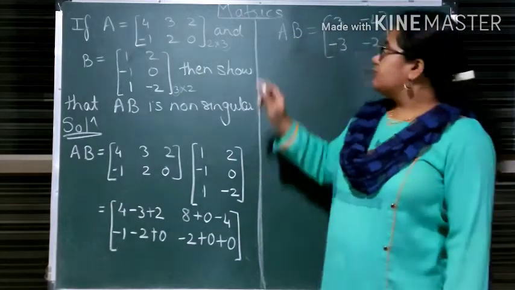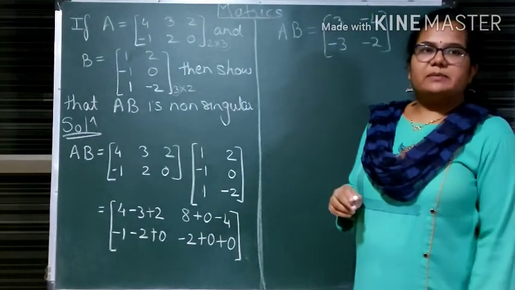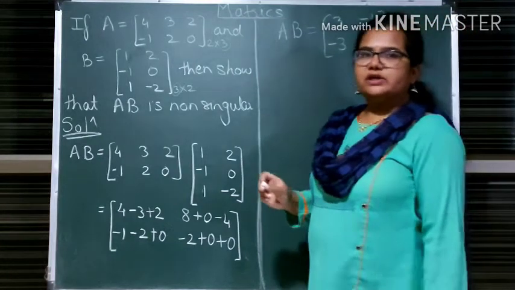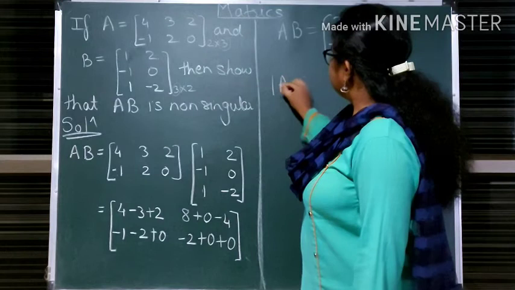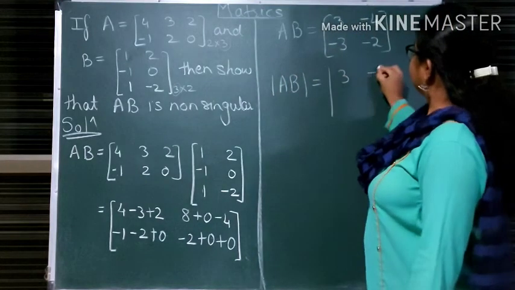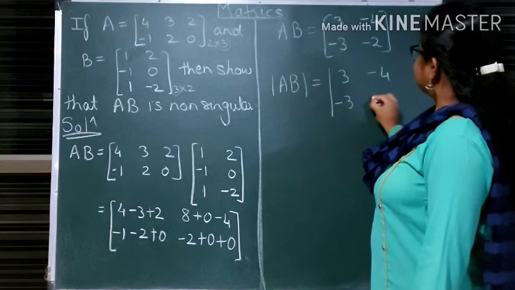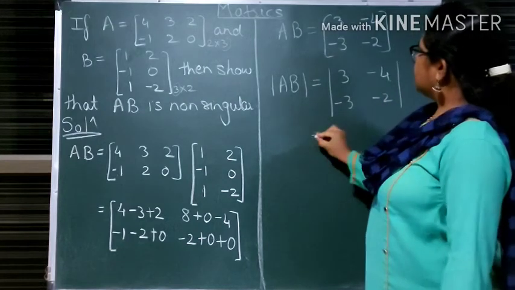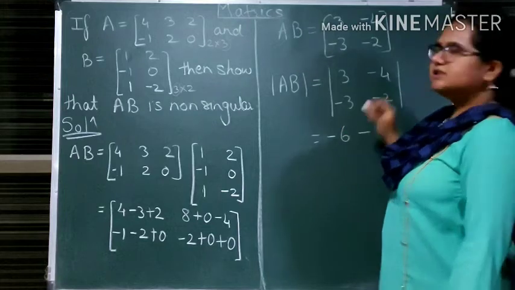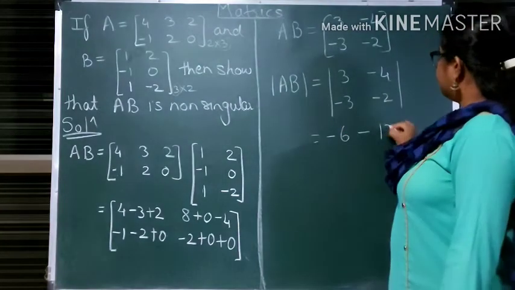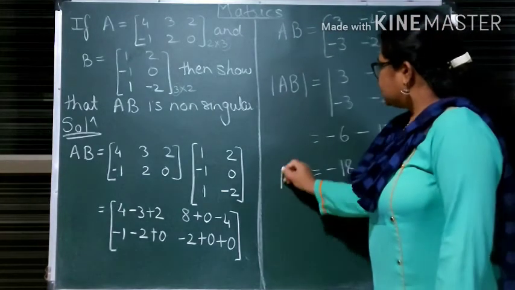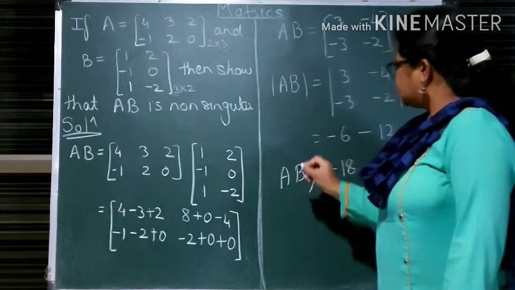Non-singular means we have to show that determinant of AB is not equal to 0. So first we will find the determinant of A into B. Write the matrix in determinant form and solve it. 3 into minus 2 is minus 6, minus 3 into minus 4 is 12. So what is the answer? It is minus 18.